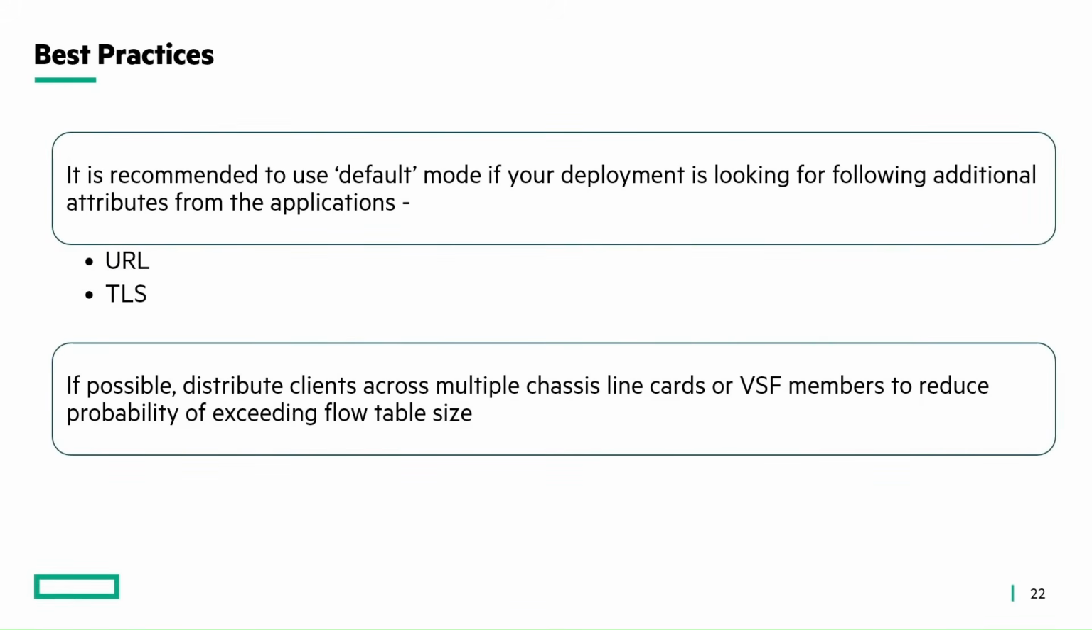And here is a list of best practices to be followed for this feature. The first point to be noted is to use default mode if your deployment is looking for additional flow attributes from the application like URL and TLS, because these attributes are not supported in the fast mode. The next point to be noted is that the application recognition scale limits are based on the flow table size, and flow table size is per LC or VSF member. Hence, it is advisable to distribute the clients across the line cards and VSF members to reduce the probability of exceeding the flow table size.